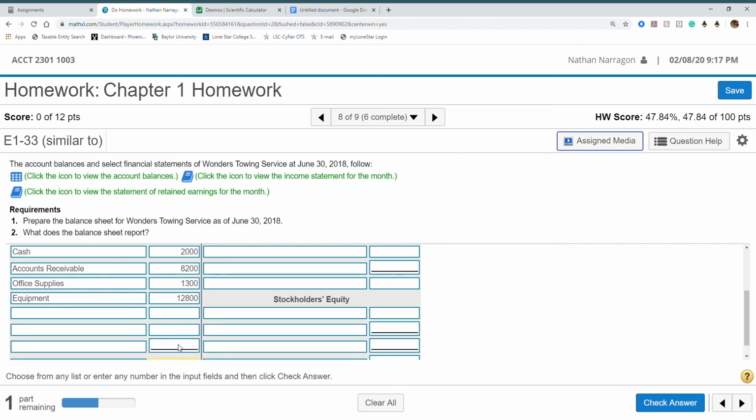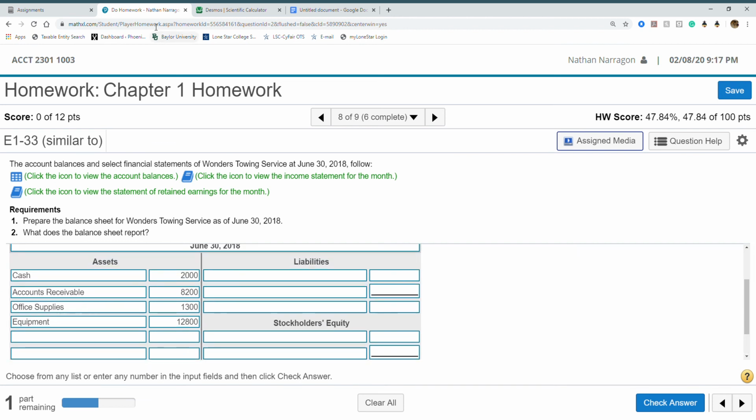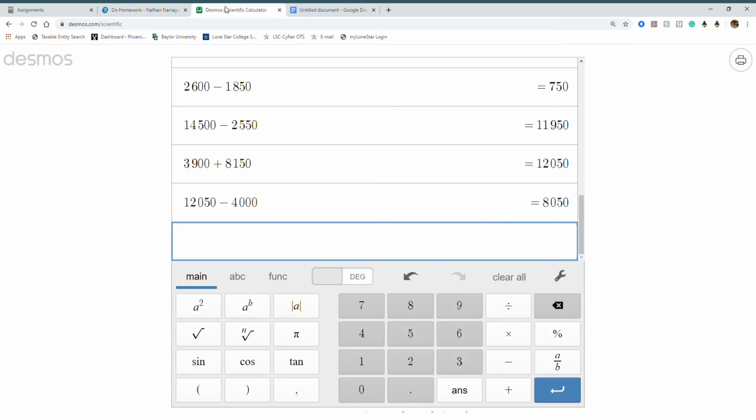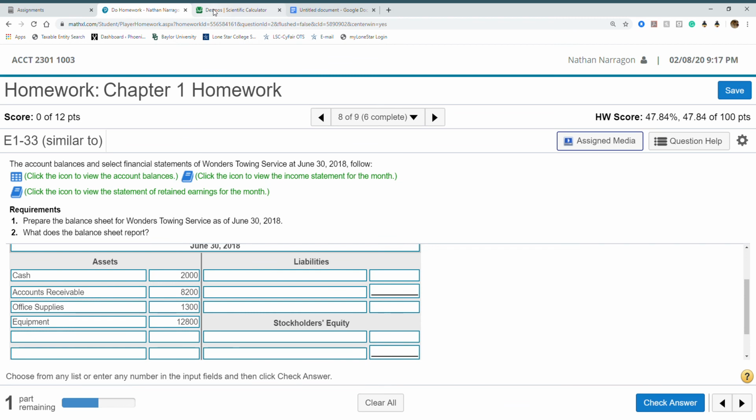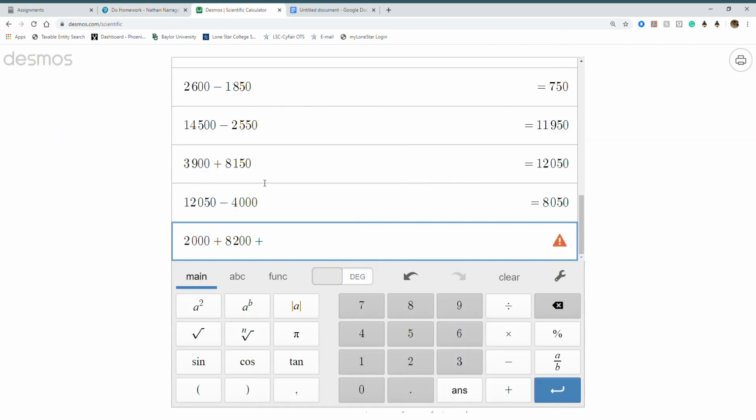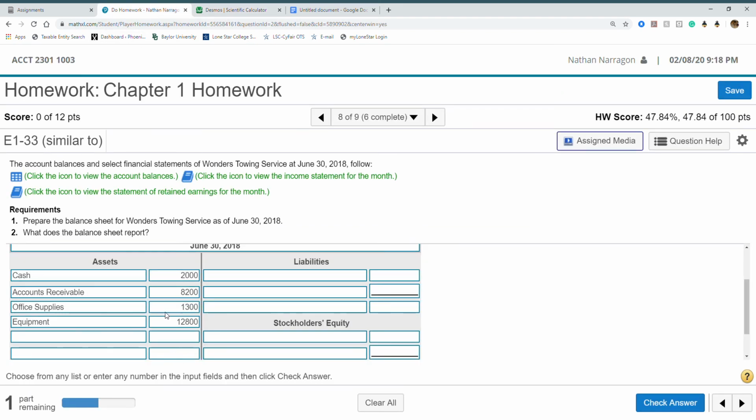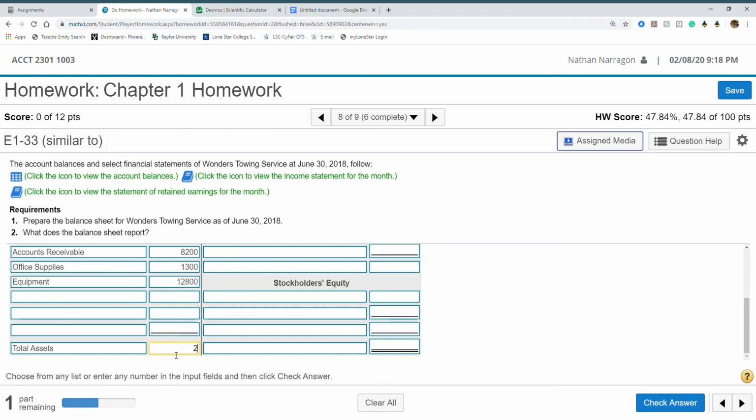Okay, so let's add these four up. 2,000 plus 8,200 plus 1,300 and 12,800. We're looking at 24,300. Okay, so this is where our liabilities and equity must meet. Again, these have to be in balance.